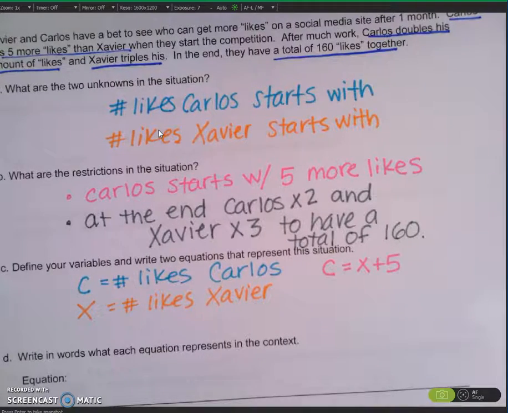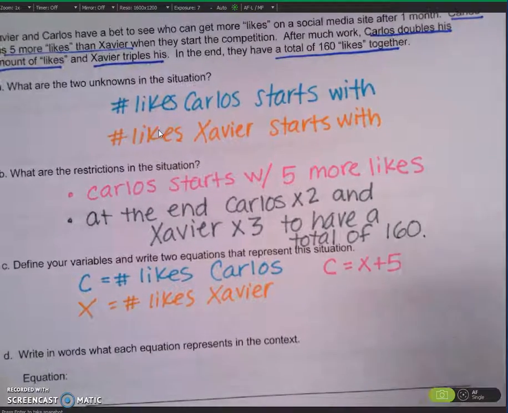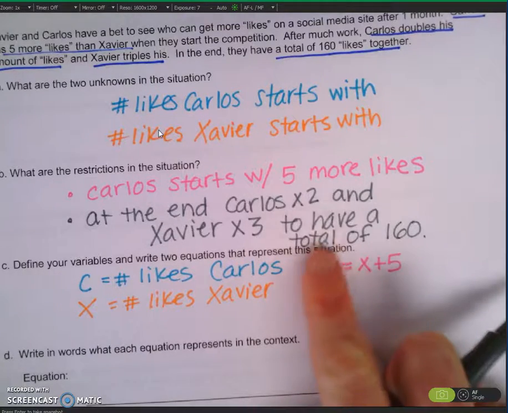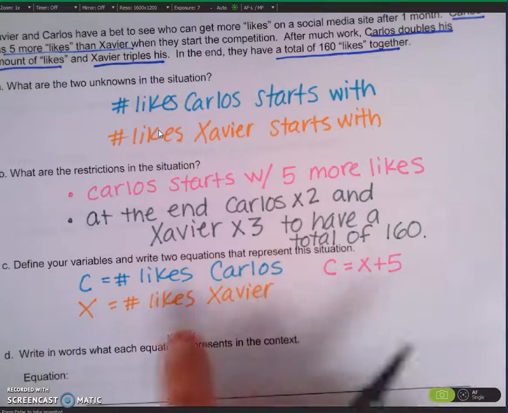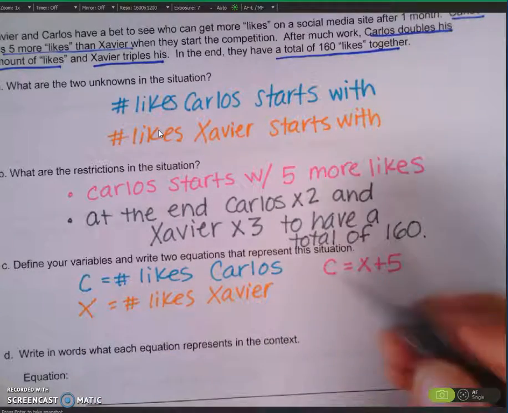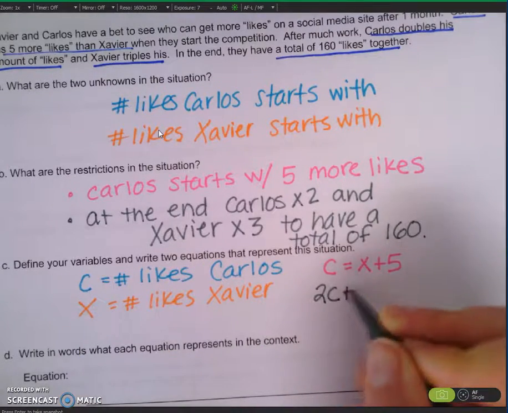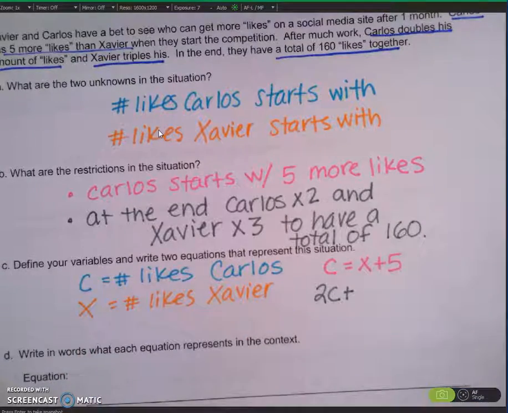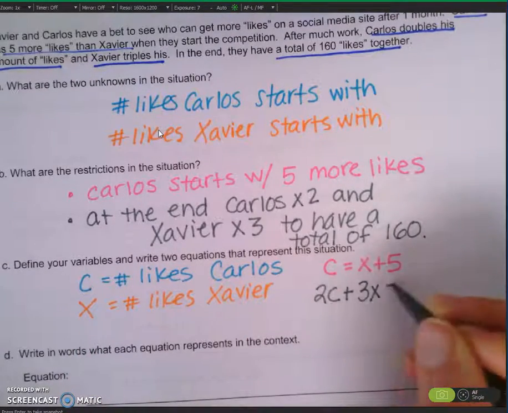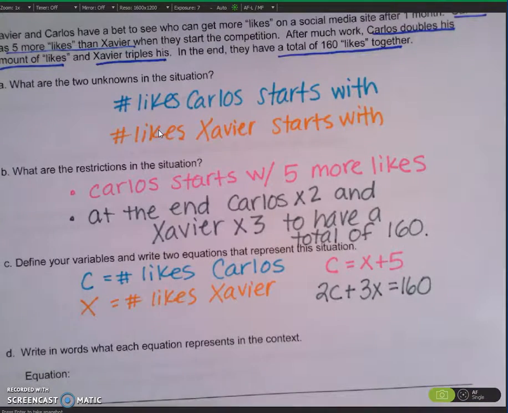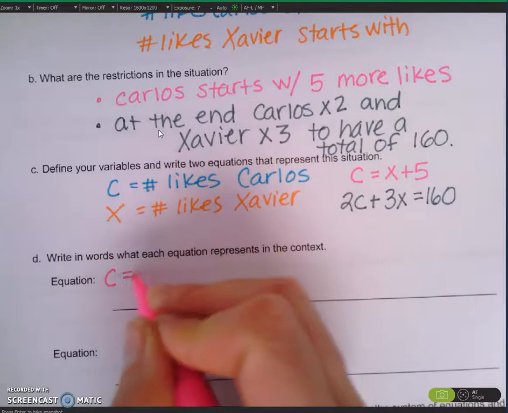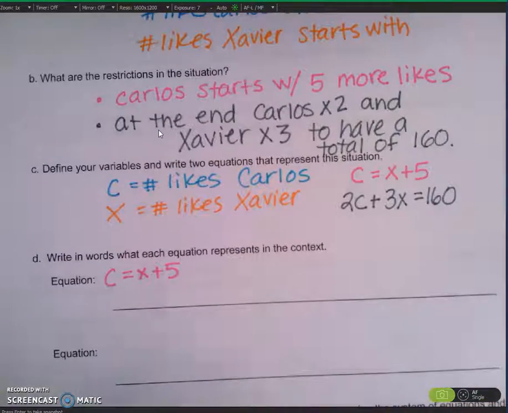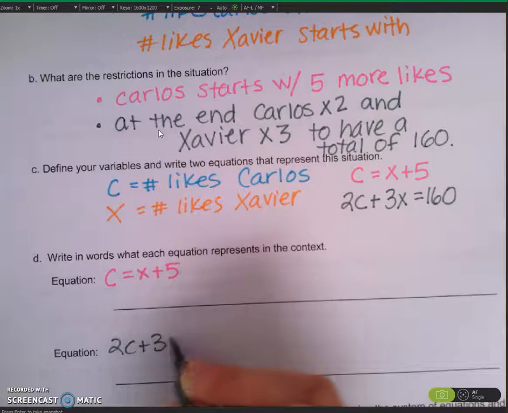The next restriction is at the end, Carlos doubles his and Xavier triples his to have a total of 160. Total means to add. How many likes does Carlos start with? C. So if we double his, he'll have 2C. And if we triple Xavier's X likes that he started with, we'll have 3X, which equals the total of 160. Write in words which equation represents what in context. So let's write the first equation we came up with, C equals X plus 5, and the second one, which is 2C plus 3X equals 160.